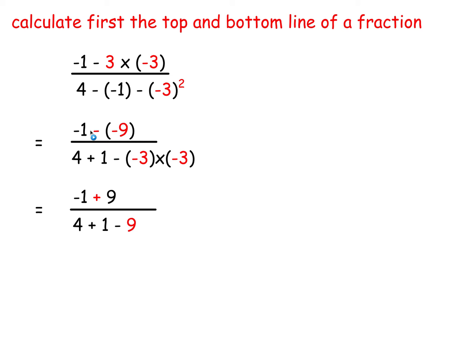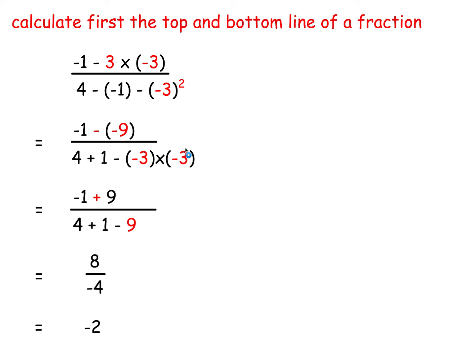Top line here has also got a subtracting a negative, so it's handy to switch the sign there to plus. Subtracting a negative, same as addition. So you work out the top line. Negative 1 plus 9 is 8. 4 add 1, subtract 9 in the bottom is negative 4. And then finally, it's a fraction. 8 over negative 4 means 8 divided by negative 4. You're dividing a positive by a negative. You'll get a negative answer.